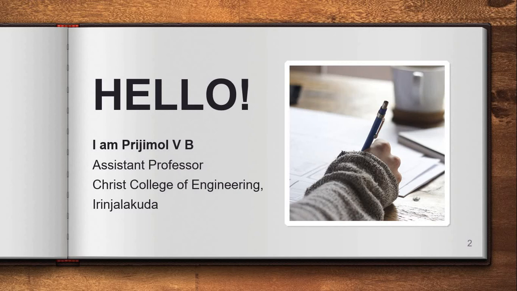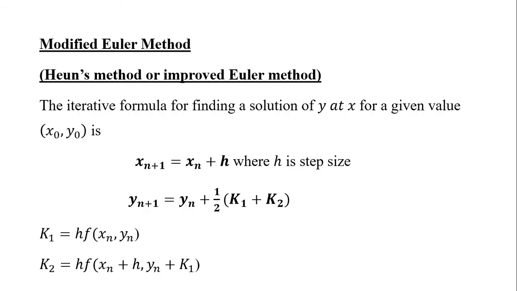Hi all, in this video I am going to teach you how to solve a first order differential equation numerically with the help of modified Euler method. Consider an initial value problem. The iterative formula for finding a solution of y at x for a given value of x0, y0 is xn plus 1 equal to xn plus h, where h is the step size, yn plus 1 equal to yn plus average of k1 and k2, where k1 and k2 are obtained using these formulas.